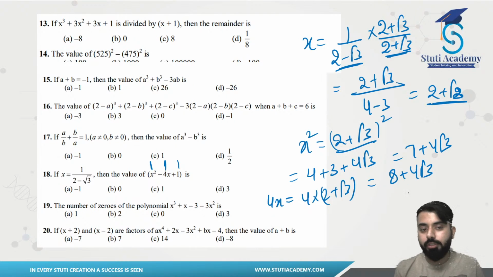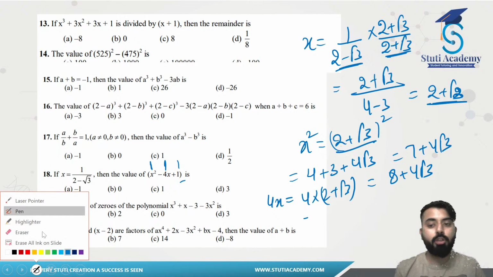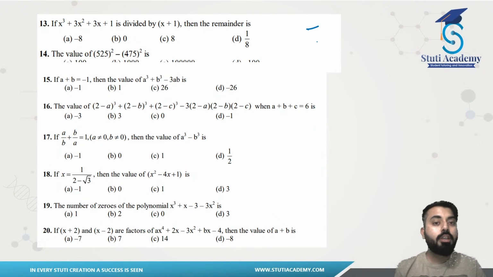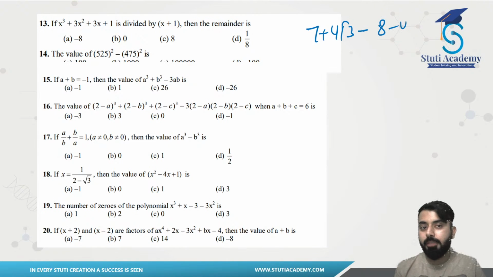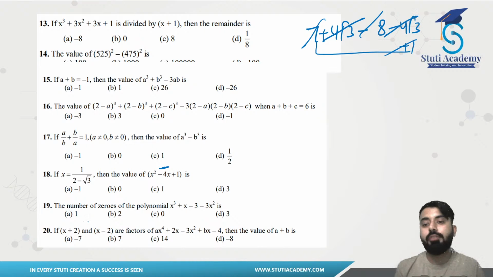8 plus 4 root 3. Then you have a 1 here. So do what? Just put the values now. If I erase my top portion, so we have this one: 7 plus 4 root 3 minus 8 minus 4 root 3, since 4 is negative here, and a positive 1. So you guys see, 7 plus 1 is 8, 8 minus 8 cancels out. Positive 4 root 3, negative 4 root 3, everything cancels out. Your answer is 0, right? That is the point here.